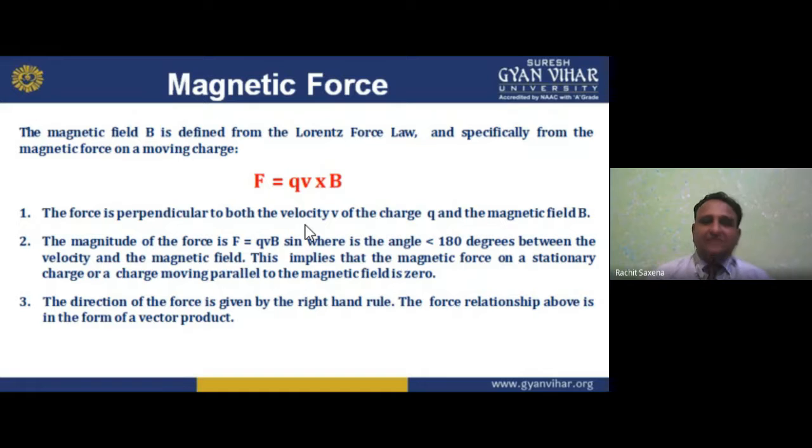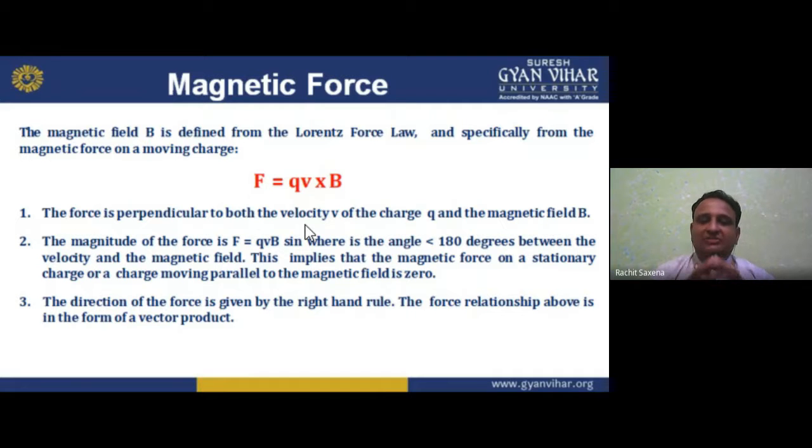So this implies that the magnetic force on a stationary charge, or a charge moving parallel to the magnetic field, is zero. I earlier told you, if the force is perpendicular to the velocity of the charge and the field, then the force has some value. The charge is stationary, not moving, or moving parallel to the magnetic field, the force is zero. If parallel, we have zero. If perpendicular, we have the maximum value.